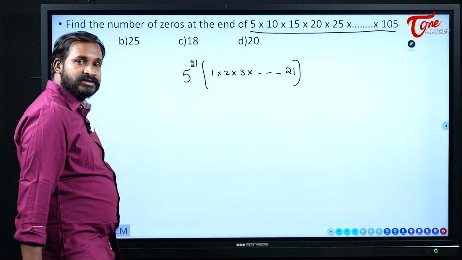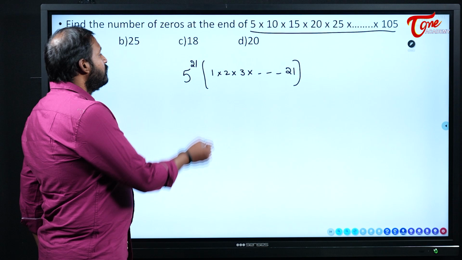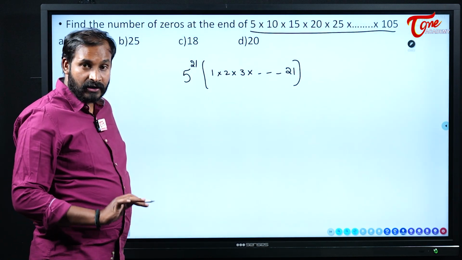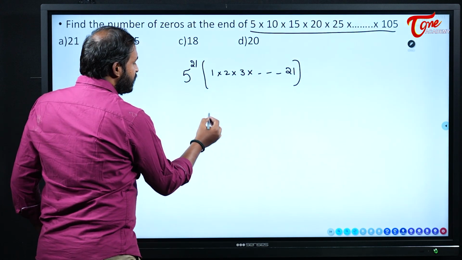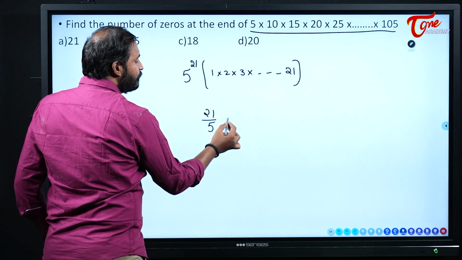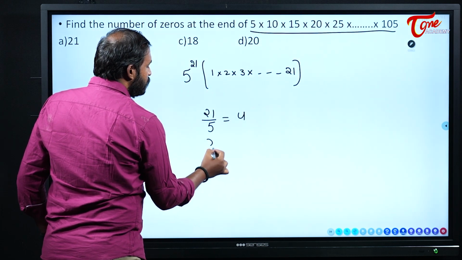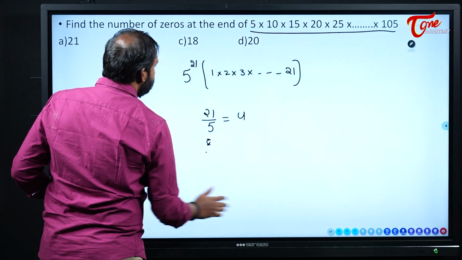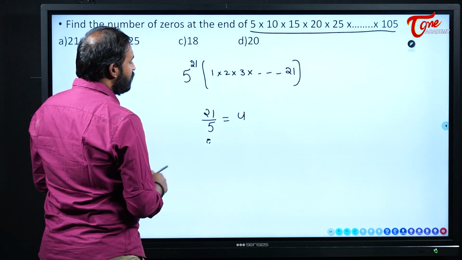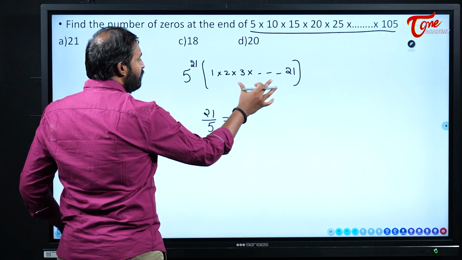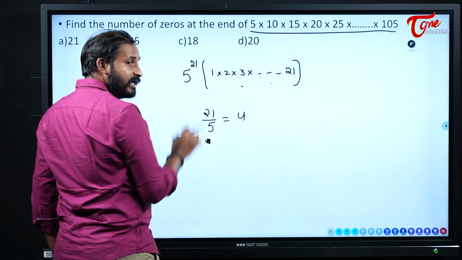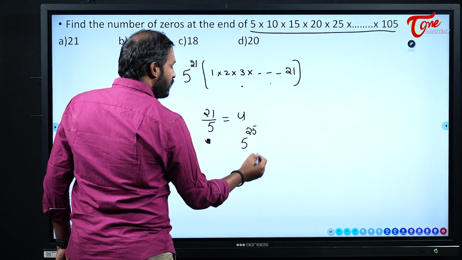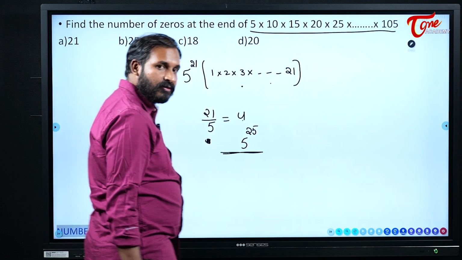Now please observe this one carefully, students. Here how much is the 5 power? 21 is already there. And at the same time, if I check here, 21 by 5, 4, directly 4, right? No need to check, a value less than 5. So here, overall what is the power of 5 I can have? This has 4, here I will get 5 power 4, and here I have 5 to the power of 21. So that means 5 to the power of 25. Is our answer 5 to the power of 25 here?